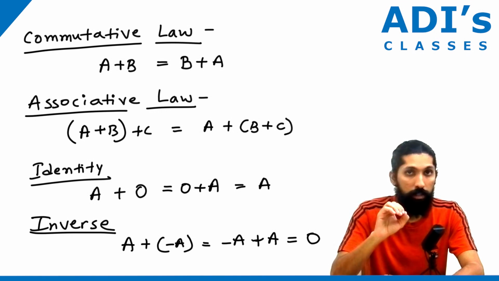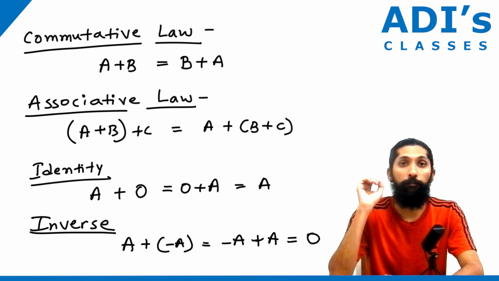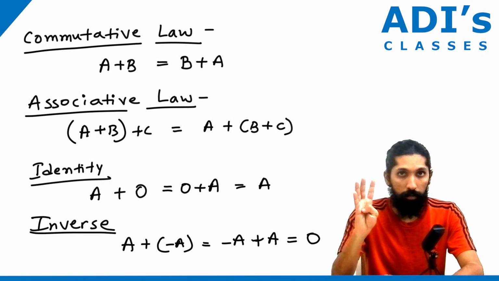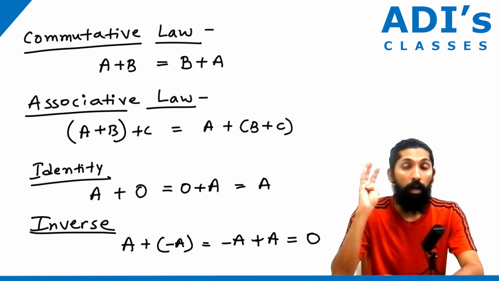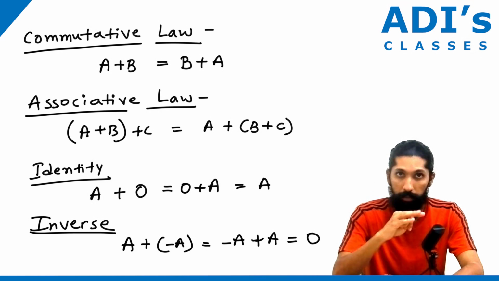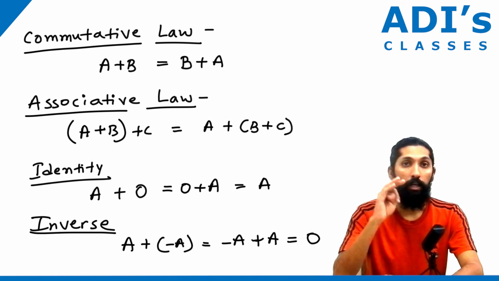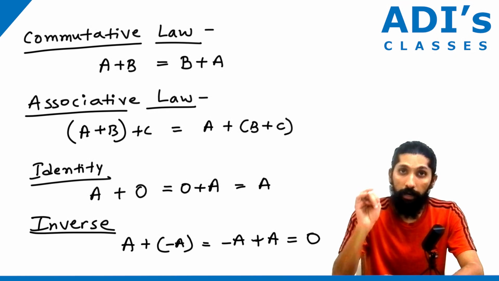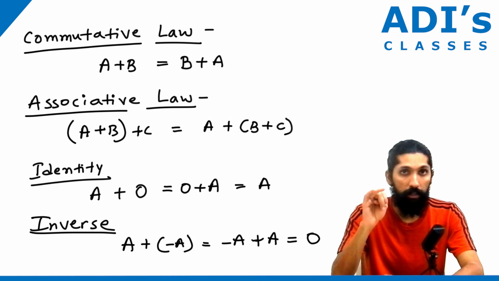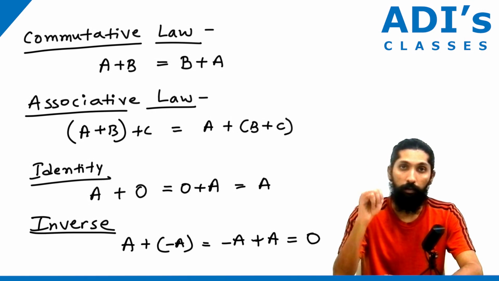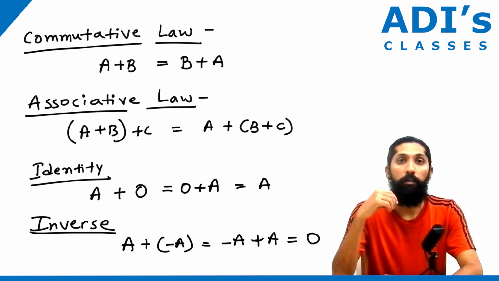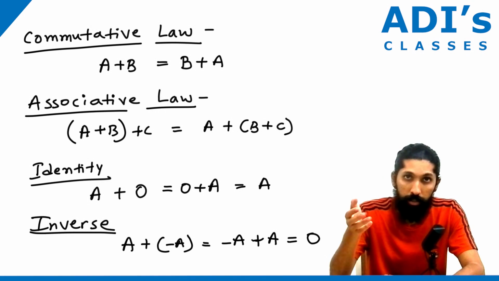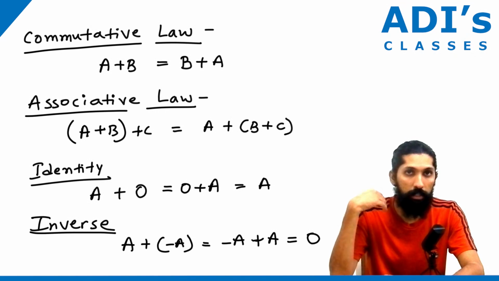Fair enough? So these are what we call the 4 properties of addition of matrices. Commutative law, A plus B is equal to B plus A. Associative law, (A plus B) plus C is equal to A plus (B plus C). That's the second one. Next is the additive identity, and the additive inverse. These are the 4 properties. Now, in the next video, we'll discuss more properties on subtraction, on multiplication, and other algebraic operations.